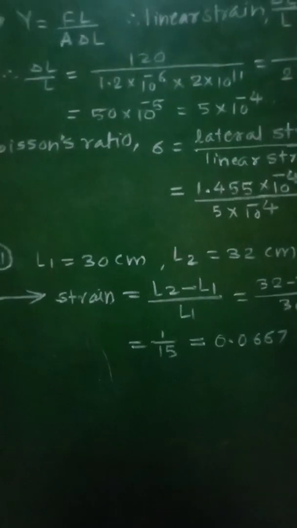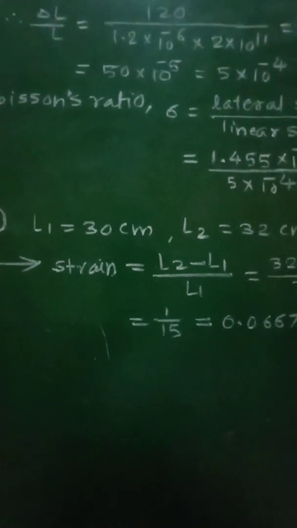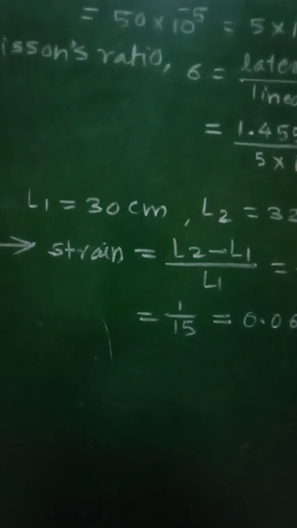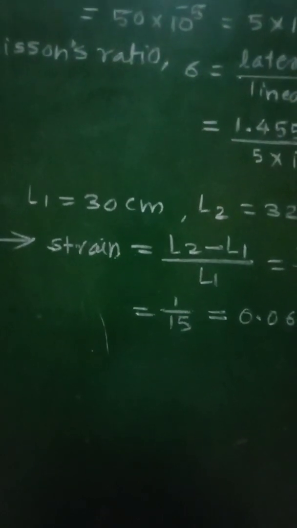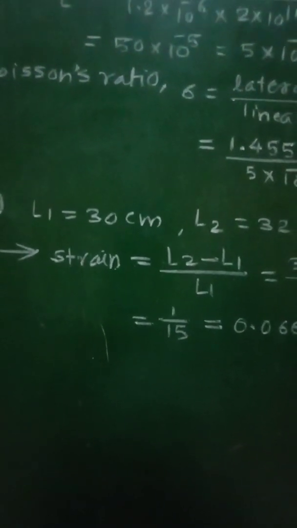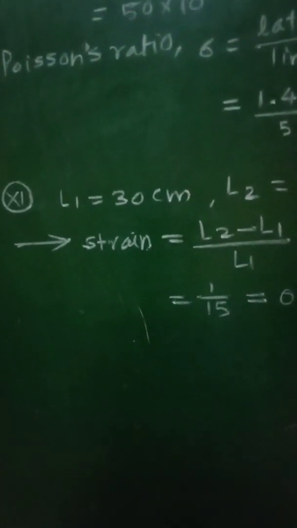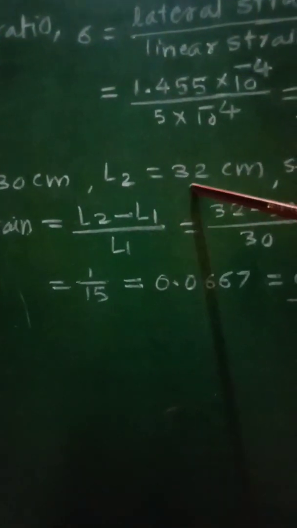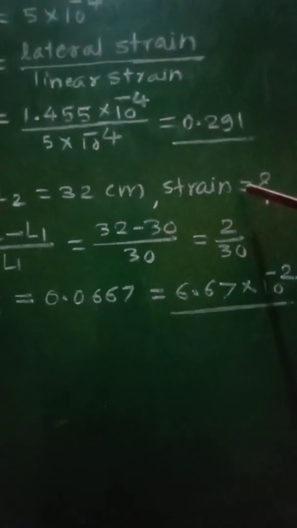Then let us go for next numerical, that is numerical number 11, which is given as: a rubber band having its original length equal to 30 centimeter is stretched to a length of 32 centimeter by certain load. What is the strain produced? And therefore for this numerical, the original length L1 of the rubber band is equal to 30 centimeter, then final length L2 equal to 32 centimeter, and we have to find out the strain produced in that rubber band.